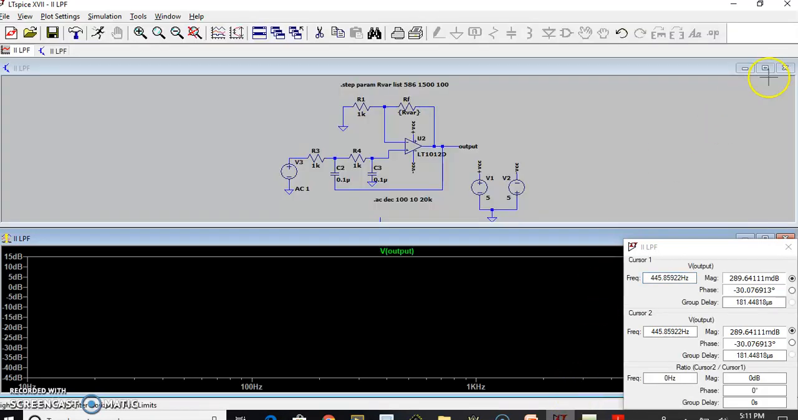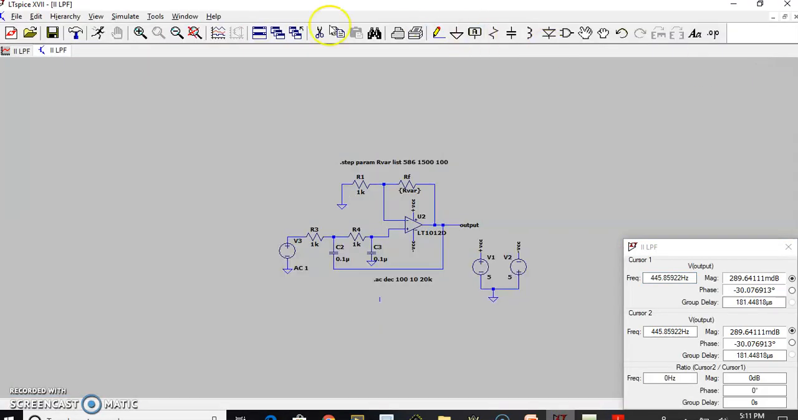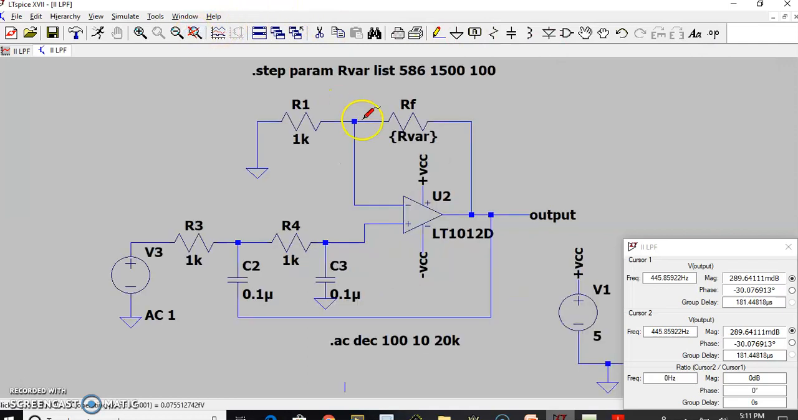So this is an LTspice circuit. You can see here we have rigged up the same circuit that we showed earlier. You can see this is your two RC networks, having a similar circuit, and this is a resistor whose value can be varied. We have used a sweeping parameter called .step param. This parameter, which has a value of RVR, we are changing from 586 ohm to 1500 ohm and then 100 ohm.